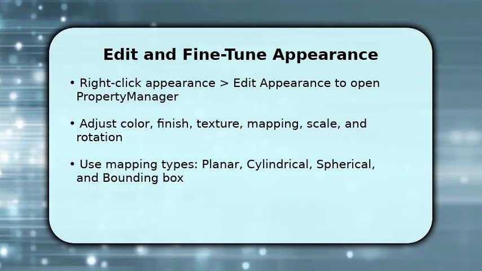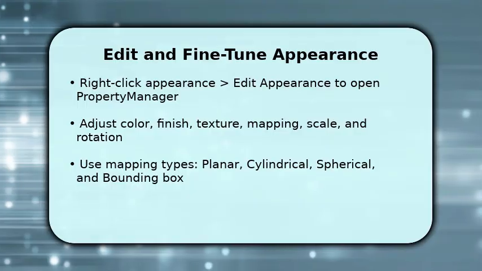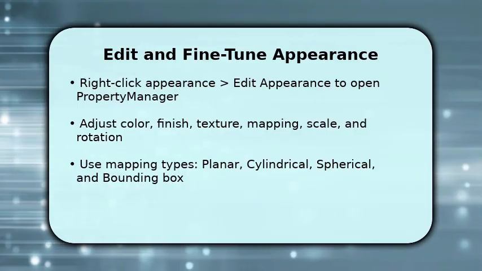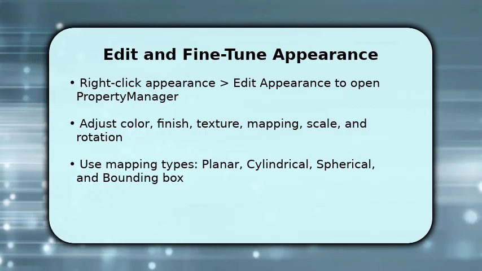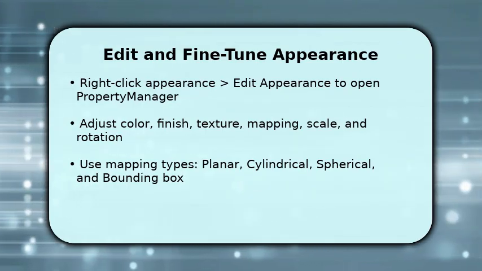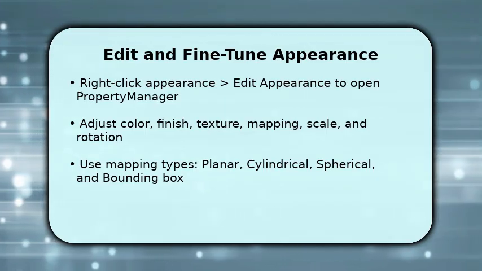Change mapping type to planar, cylindrical, spherical, or bounding box depending on part geometry. Adjust scale and rotation to align patterns. Use the real-time preview to spot tiling or seam issues. For metal finishes, tweak reflectivity and roughness. For plastics, lower specular and boost diffuse.